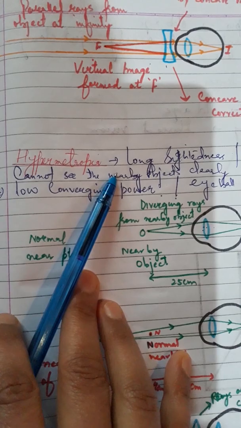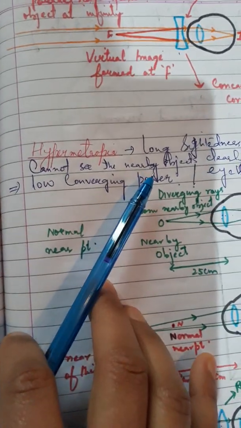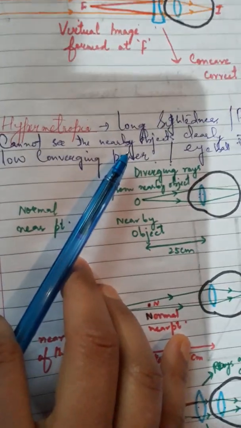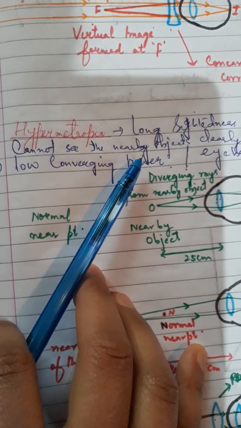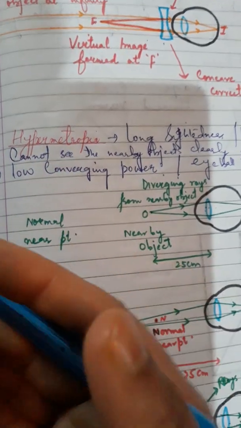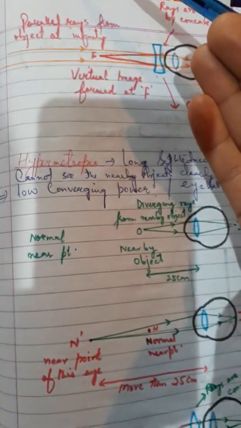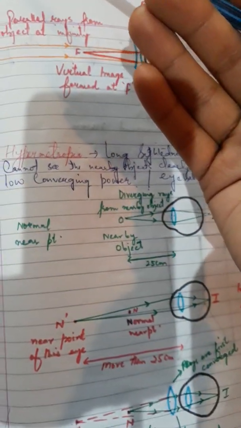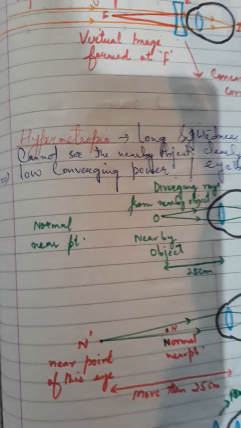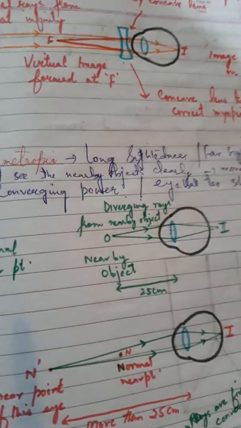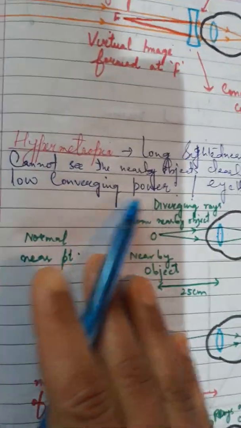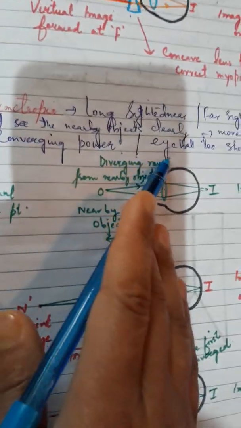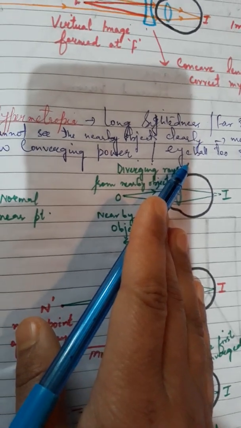So the near point of a hypermetropic eye is more than 25 centimeters away, and such a person has to hold a reading material like a book or newspaper at an arm's length, much beyond 25 centimeters from the eye, for comfortable reading. Hypermetropia is just the opposite of myopia. This defect arises due to low converging power of the eye lens or the eyeball being too short.